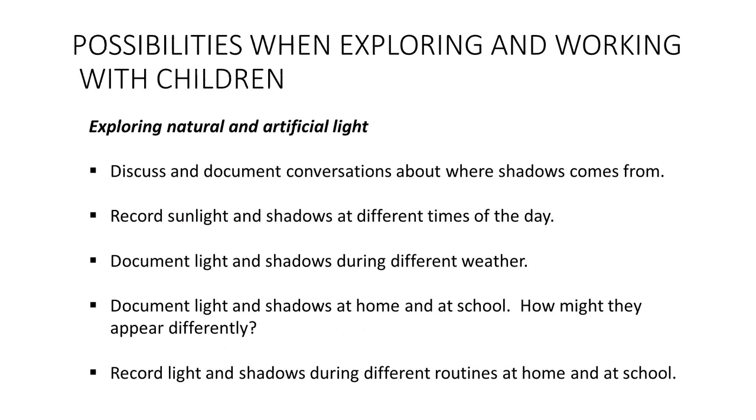But here are some possibilities when exploring and working with children for exploring natural and artificial light. Discuss and document conversations about where shadows come from. Record sunlight and shadows at different times of the day. Document light and shadows during different weather. Document light and shadows at home and at school. How might they appear differently or the same? Record light and shadows during different routines at home and school. These are all different ways that you can be intentional and strategic about exploring light and shadow.